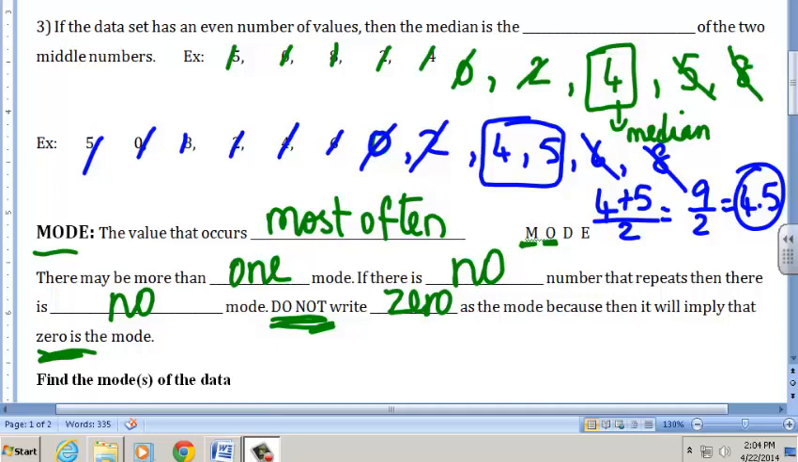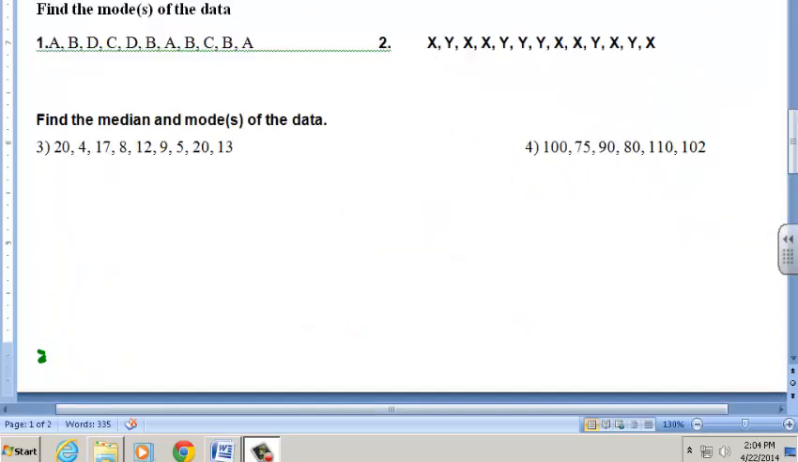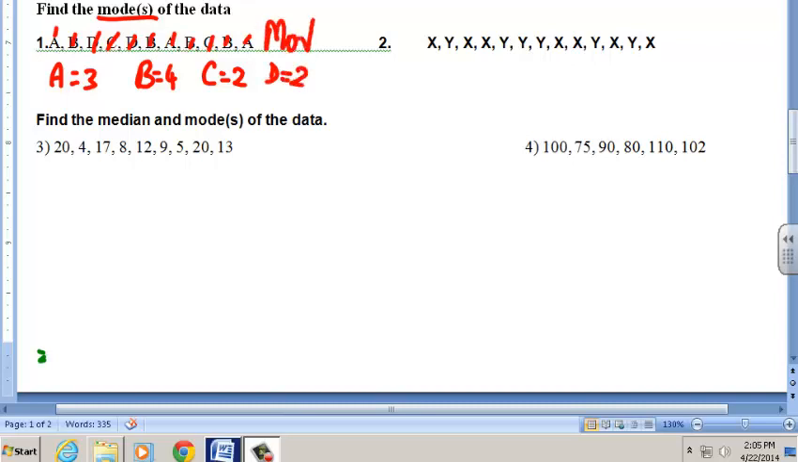All right, let's go ahead and do some problems. They're asking us to find the mode of this. I know that A happens 3 times. B happens 1, 2, 3, 4 times. C happened 2 times, and D also happened 2 times. So the mode is, in this case, B. So that's what you have to say. B is the mode. I want you to finish the second problem.